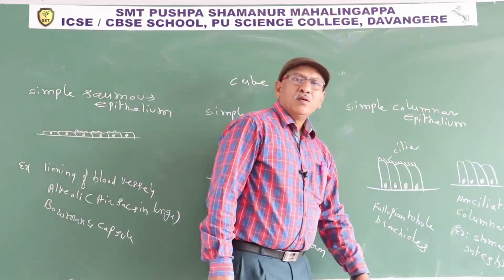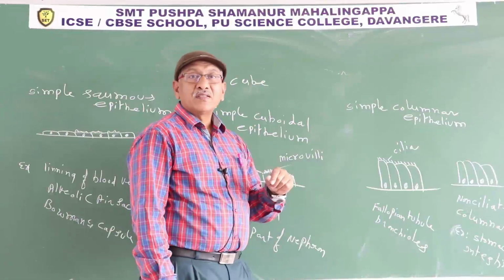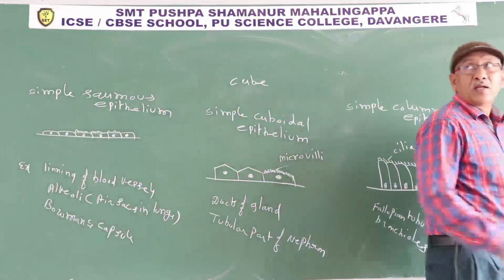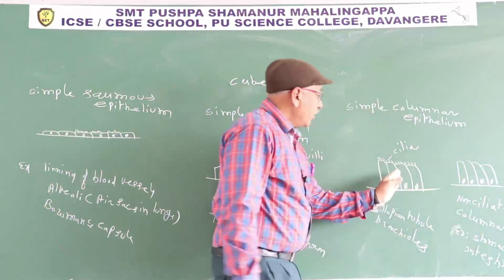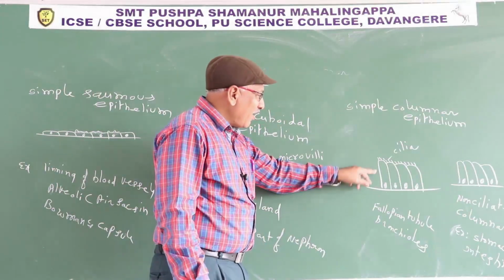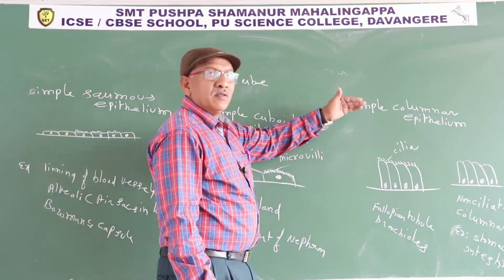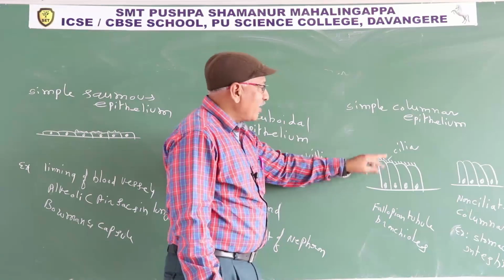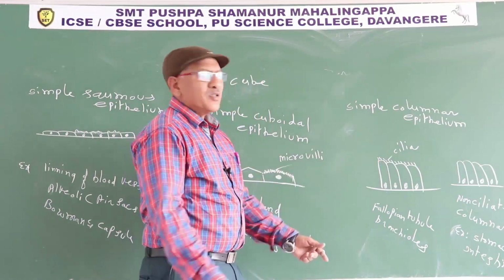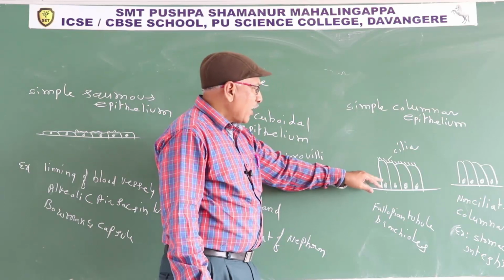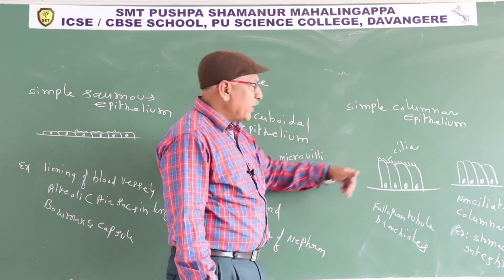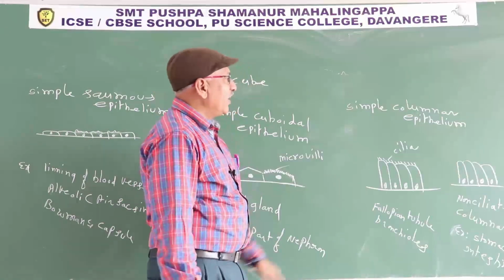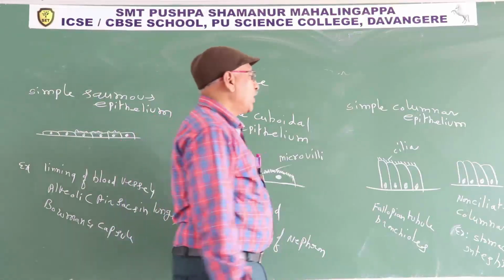If columns or pillars, so you already know pillar. Pillars means if the cells are longer than width, they are known as pillar shape. If pillar-like cells are arranged in a single layer, or simple definition, if the cell has more length when compared to width, such cells are arranged in a single layer, it is known as simple columnar epithelium.